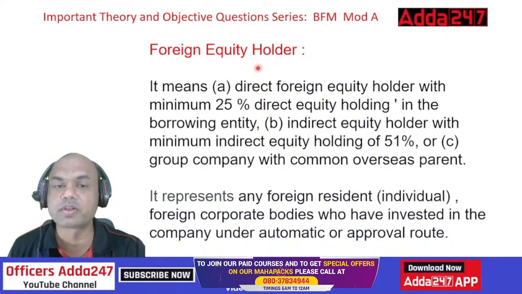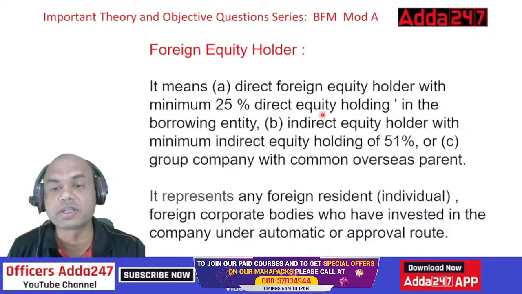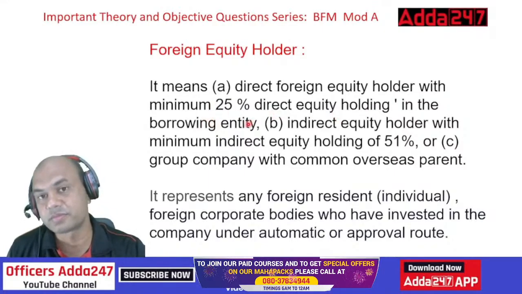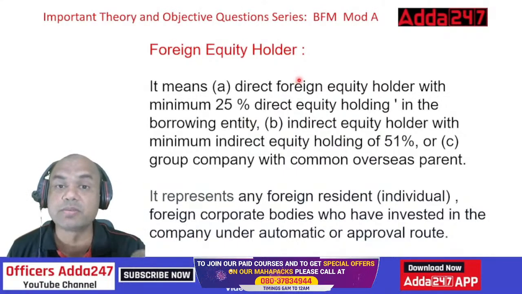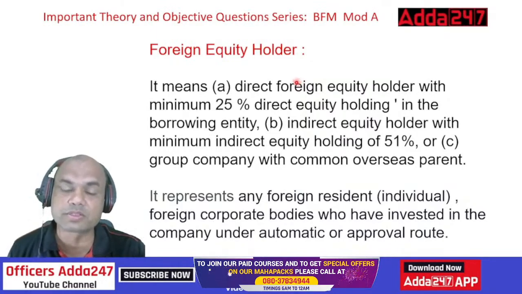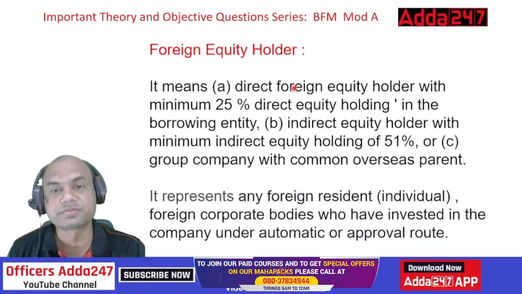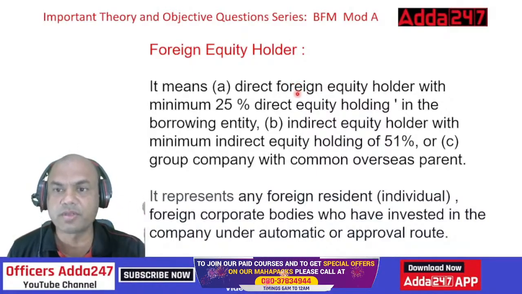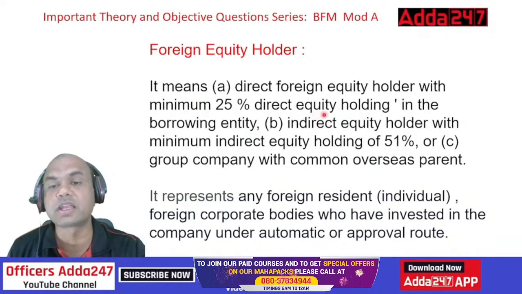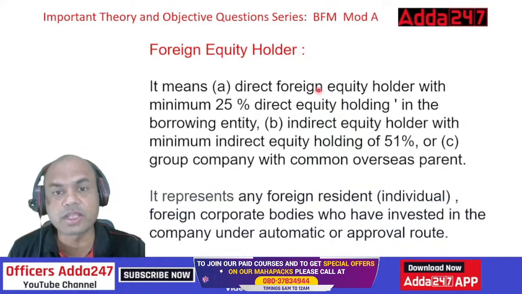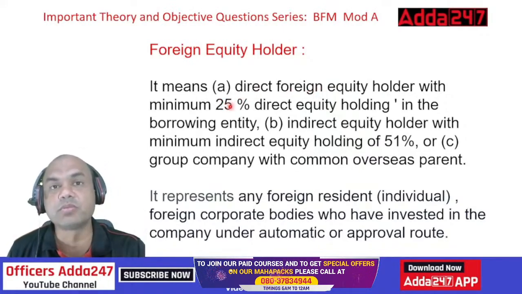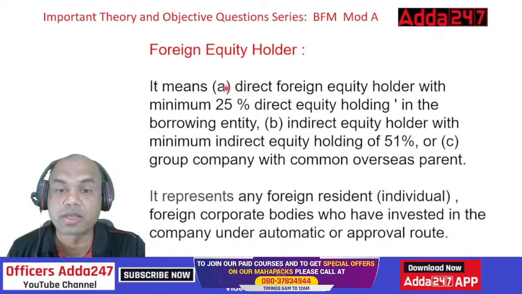Foreign equity holder means what? It means direct foreign equity holder with minimum 25% direct equity holding in the borrowing entity. Suppose there is a borrower, some X person from USA. Person means I'm not talking of person only, it can be a company also. That company buys some shares in some Indian company. Holder with minimum 25% direct equity. So if they buy 25% in some bank, they should buy minimum 25%, and only then are they called a foreign equity holder. That is point number A.